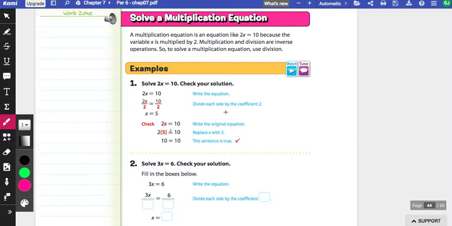Inverse is the same as saying the opposite. So we need to use opposite operations to help us solve our one-step equations. If we're looking at multiplication equations, the opposite of multiplication is division. So today we are going to be solving these one-step multiplication equations by using division.